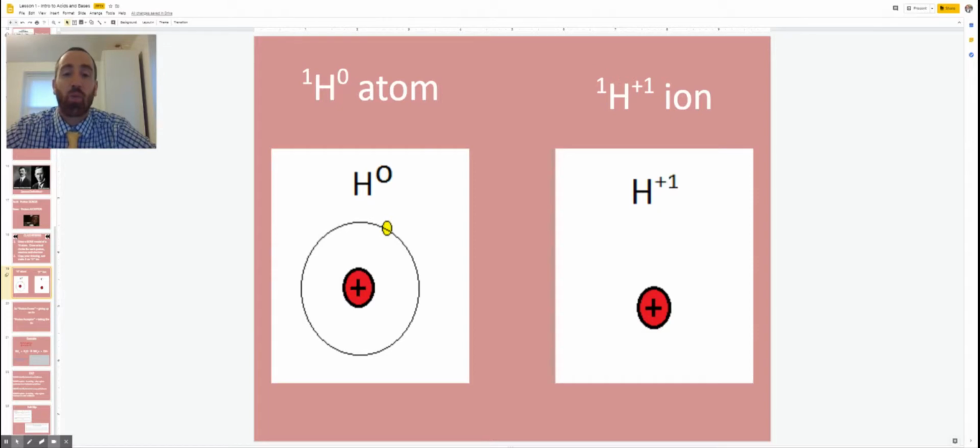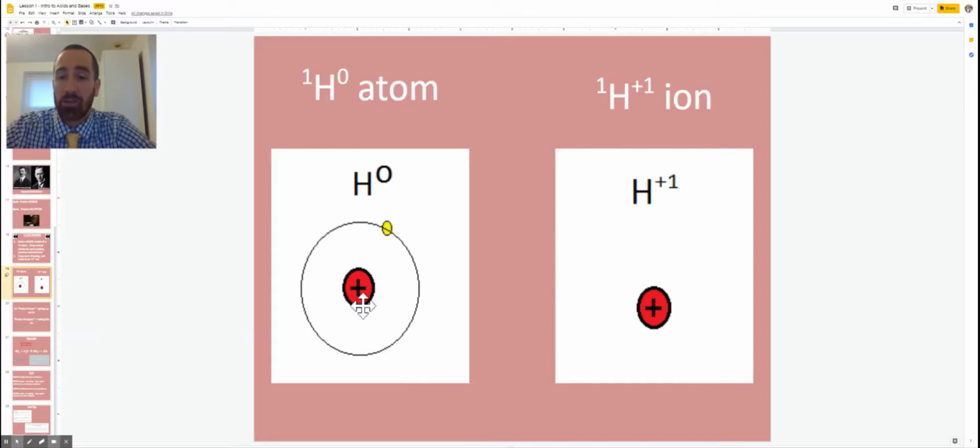How does a hydrogen 1 atom turn into a hydrogen plus 1 ion? It's got to lose that electron. And when it loses that electron, it has a plus 1 charge. So this would be H1 plus 1. Notice, what is a hydrogen ion? It's essentially just a proton. So if something is going to be gaining or losing H plus ions, it's going to be gaining and losing a proton. That's the way to think about it.